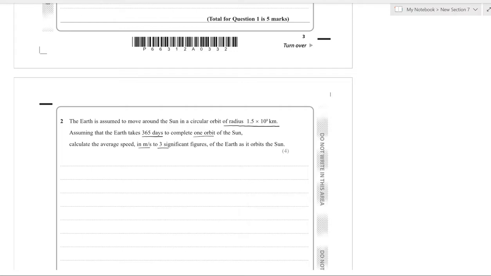In order to find the average speed, we have to first find the total distance traveled. As our Earth orbits the Sun in a circular pathway and the radius is 1.5 into 10 to the power 8, we can easily find the circumference of that circle, and that would be the total distance traveled by the Earth. So distance traveled is the circumference, that is 2 pi r, which is basically 2 pi into 1.5 into 10 power 8.